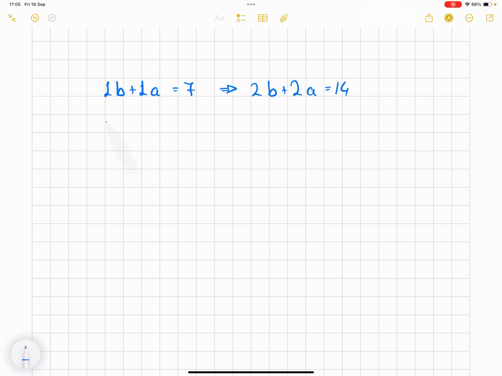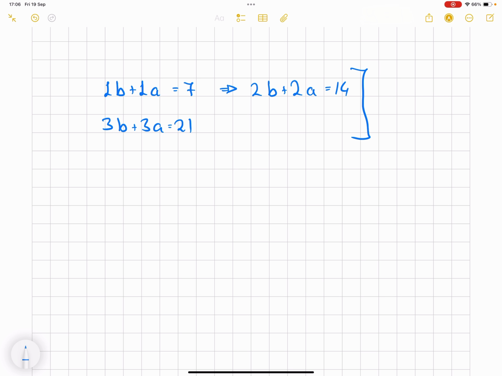If I triple everything, 3b plus 3a should be equal to 21, and so on. 4 of each of those should be 28. 5 of them will be 35, and each time it will stay increasing. So that's the second rule of simultaneous equations, and all simultaneous equations will be solved using those two rules.